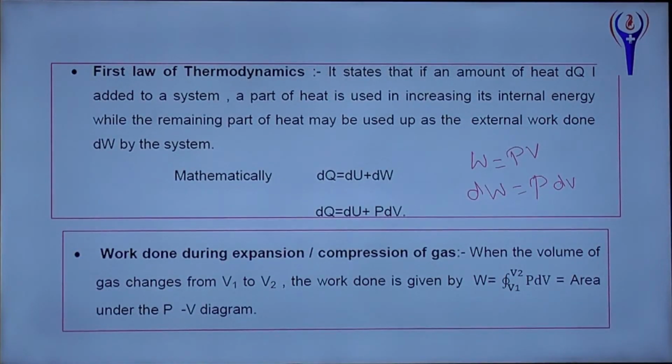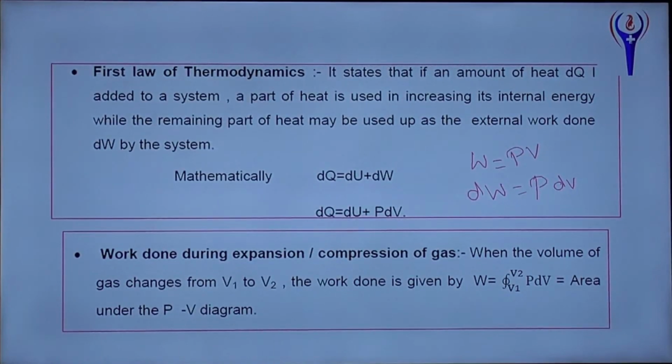Work done during expansion or compression of a gas. When the volume of a gas changes from V1 to V2, the work done is given by W equals the integral from V1 to V2 of P dV. There may also be a closed integral. W equals the integral from V1 to V2 of P dV, which is equal to the area under the PV diagram.